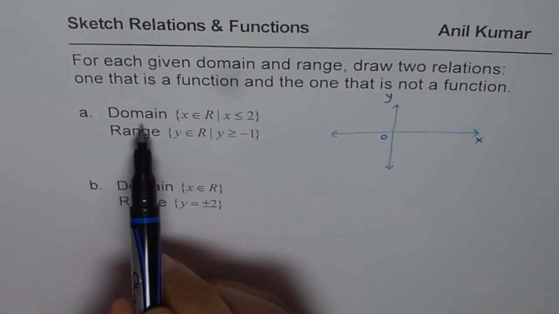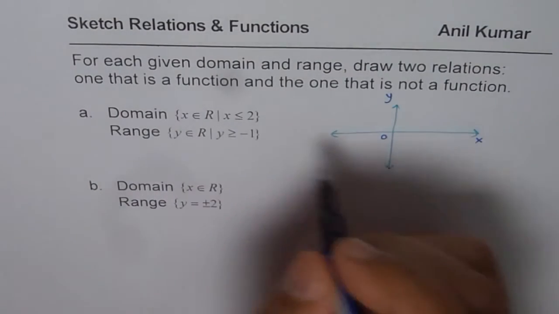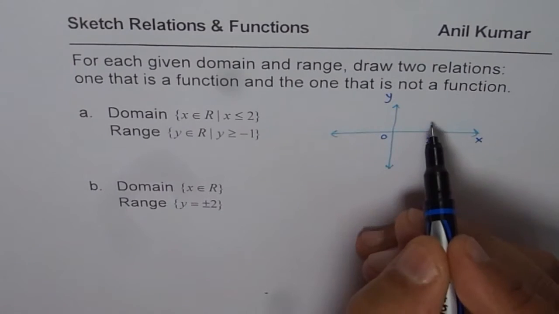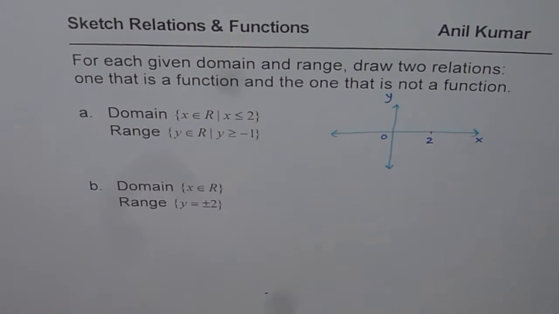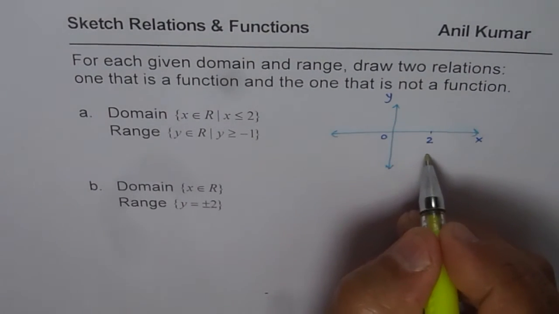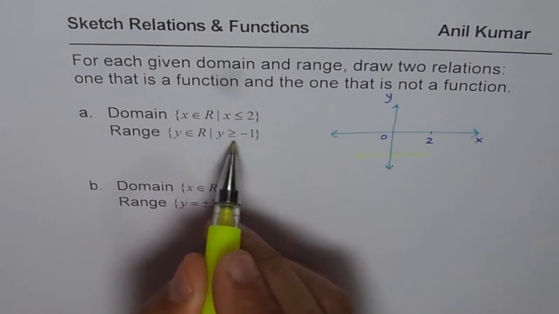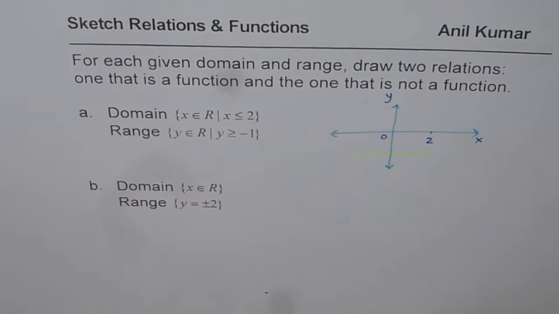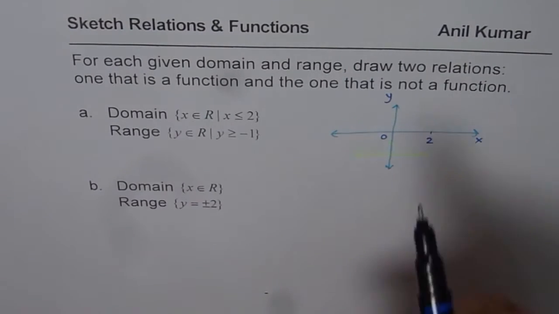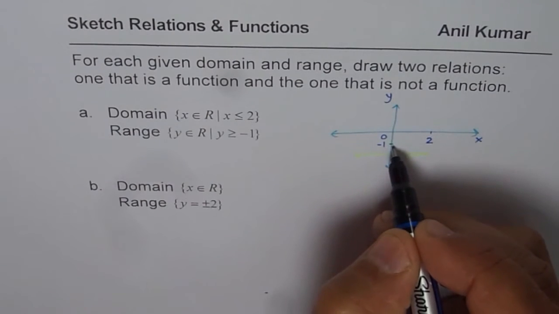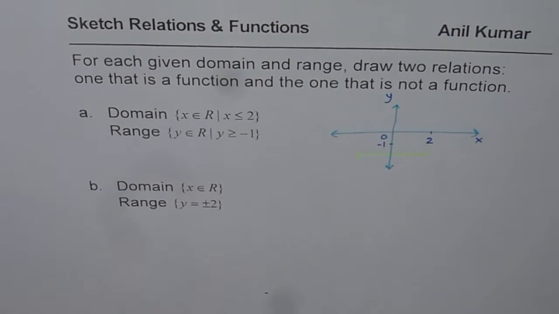Now the first one here is domain less than or equal to 2. So that means, let us say this is 2 for us. So we are looking for the relation which is on the left side of this, right? So left. And range is greater than minus 1. So let's say this is minus 1. So let me write this as minus 1 here. So this is minus 1. It has to be more than minus 1, right?